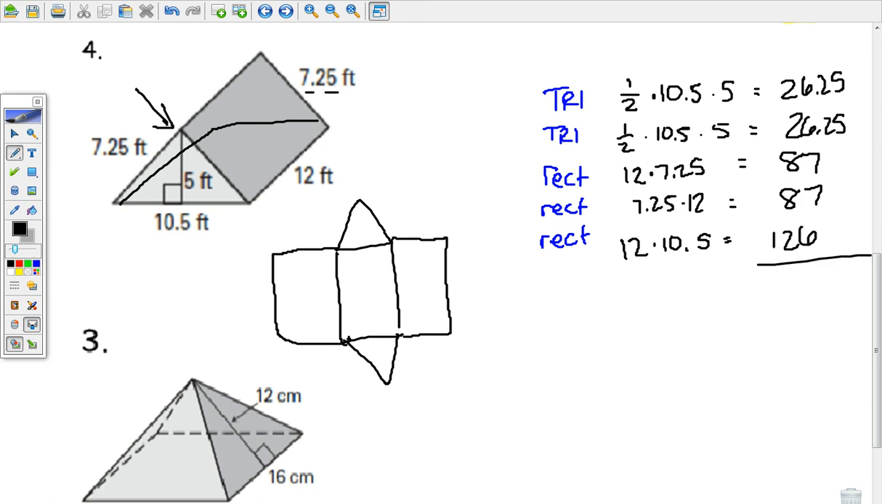But we're going to add up all these 5 sides. When you add all the 5 sides up, I got 352.5 feet squared. And that's my final answer.